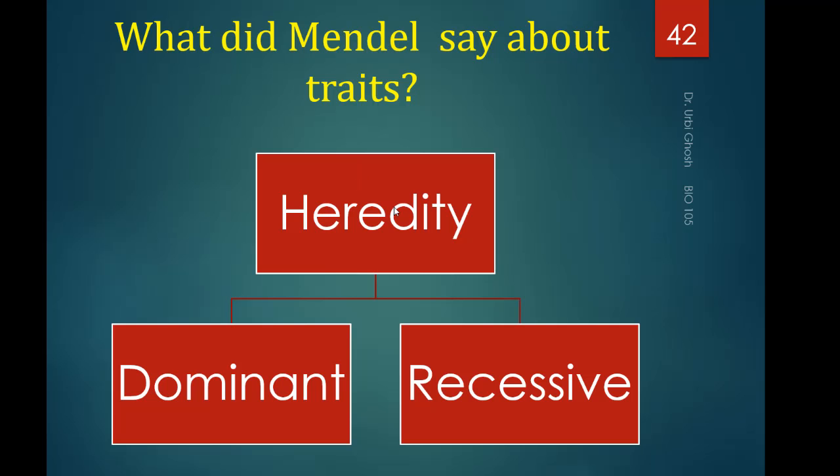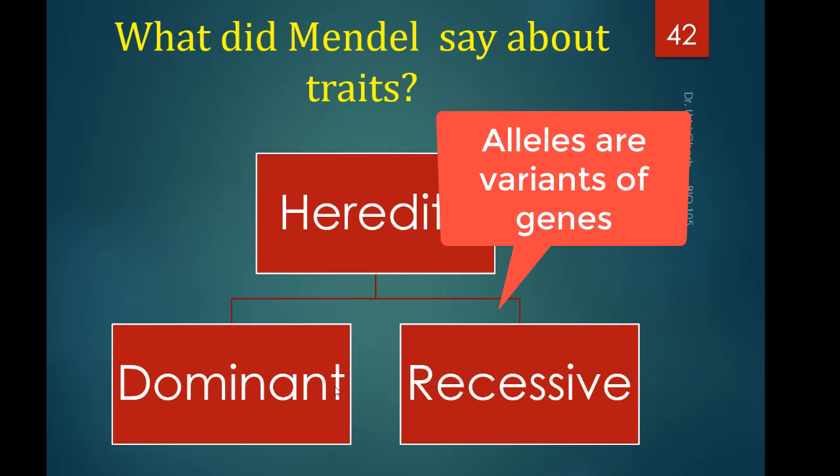He said from his experiments with the pea plants and the flower colors that the purple allele was dominant over the white allele. Stated another way, the white allele is recessive to the purple allele. In many, but not all cases, it is possible to pinpoint the phenotype to one allele. Remember, alleles are variants of genes, and genes encode for proteins.